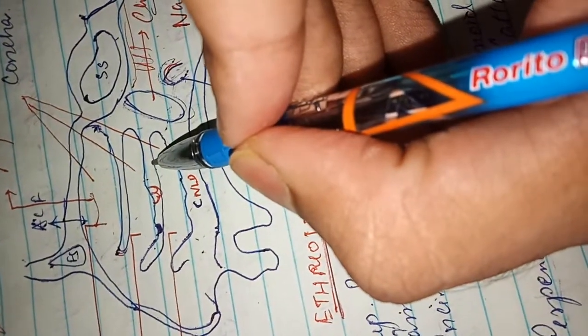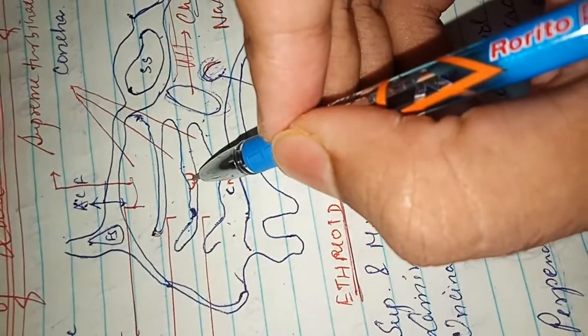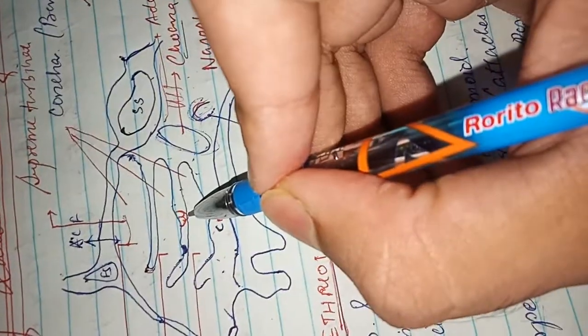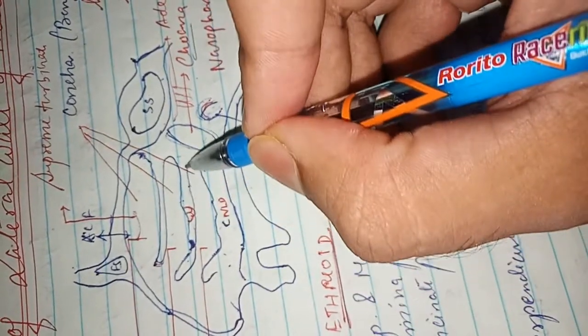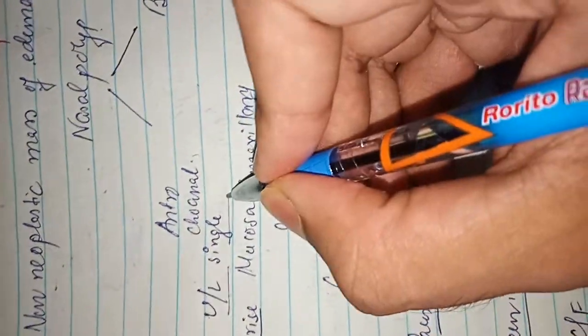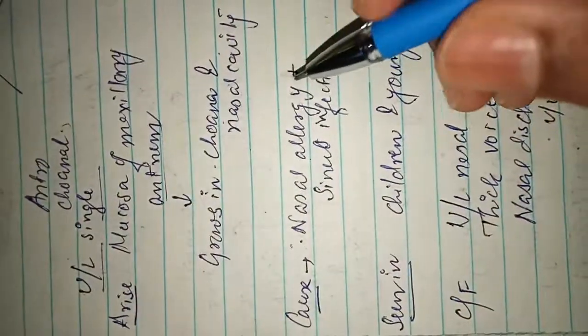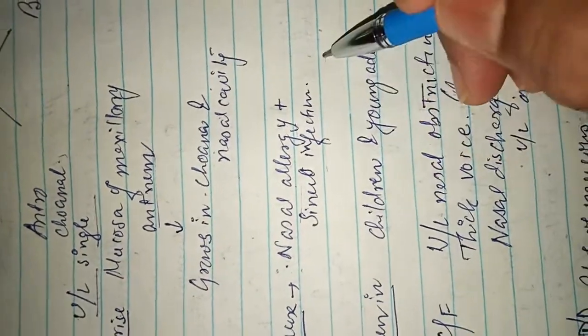A maxillary antrum opens in the hiatus semilunaris, the infundibulum of the hiatus semilunaris. Then from there it grows in the middle meatus and it blocks the nasal choana. Now it is usually a unilateral, single, non-neoplastic mass. The cause is nasal allergy or any sinus infection.